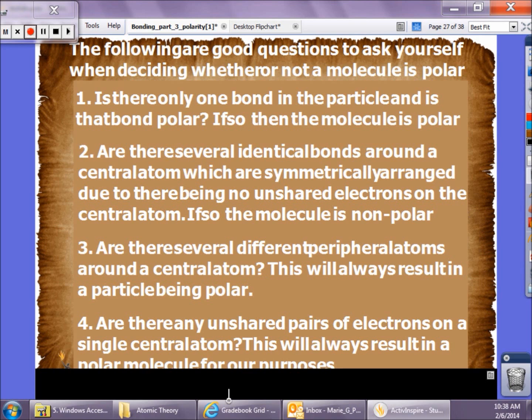Now, let me just summarize it for you. Whenever you have a molecule, if the atoms around that central atom are the same, and that central atom has no pair of unshared electrons, know that the molecule as a whole will be nonpolar. Do you understand? All right. So if we read all of this, that's what it means. I will continue.